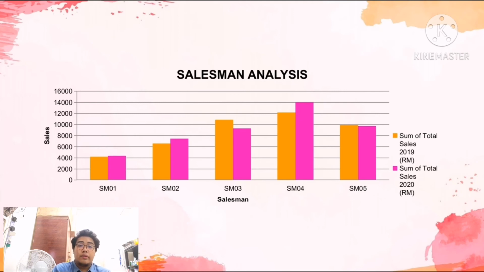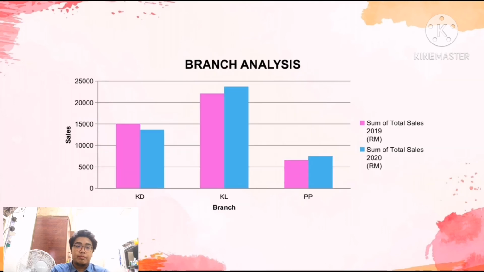Salesman analysis. Based on salesman analysis, the highest seller for the years 2019 and 2020 is SM04, which is 12,167 ringgit and 14,008 ringgit and 50 cent respectively. Meanwhile, the lowest seller among five salesmen in 2019 and 2020 is SM01, which only gets 4,184 ringgit and 50 cent and 4,381 ringgit respectively.